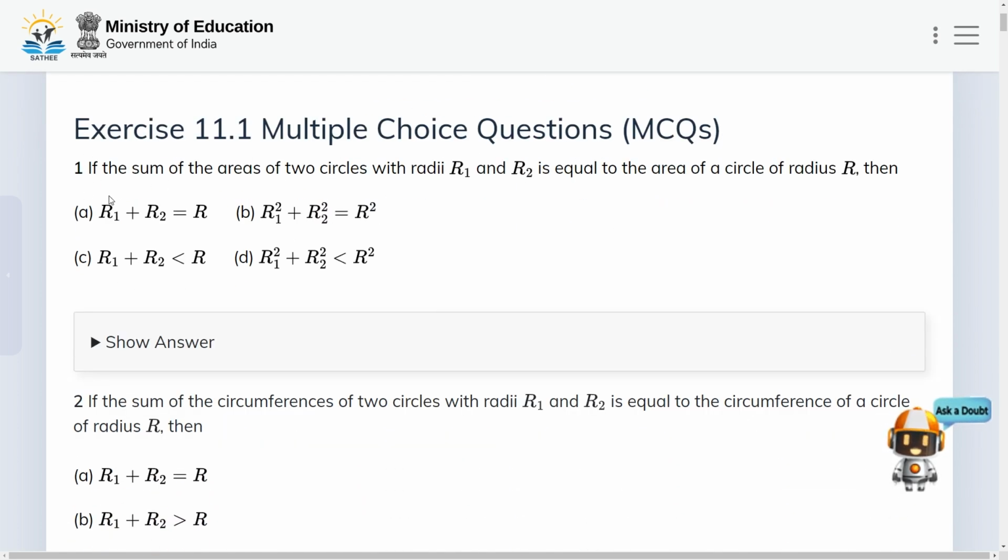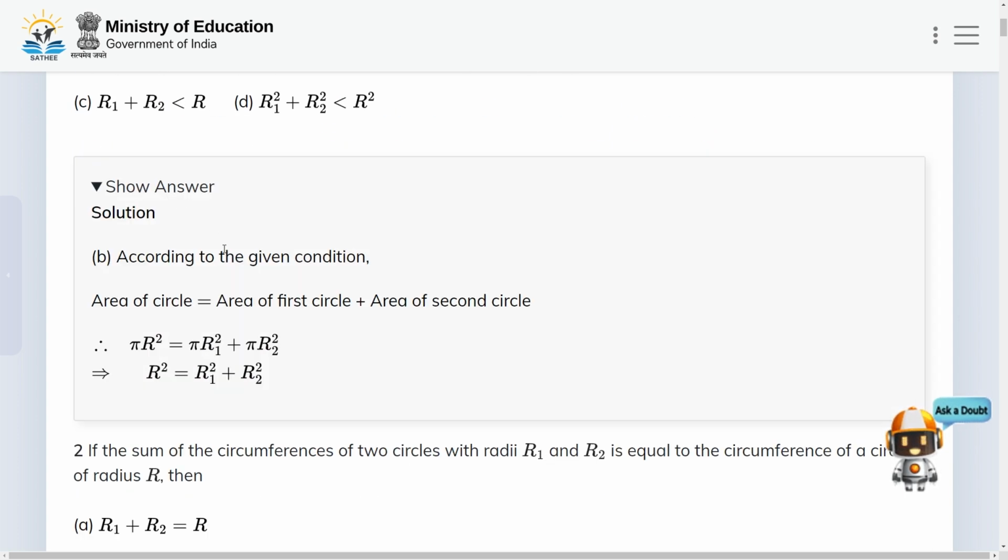So in the first question, we have: if the sum of the areas of two circles with radii R1 and R2 is equal to the area of a circle of radius R, then which option is correct? So how to find which option is correct? Let us see how to solve it.